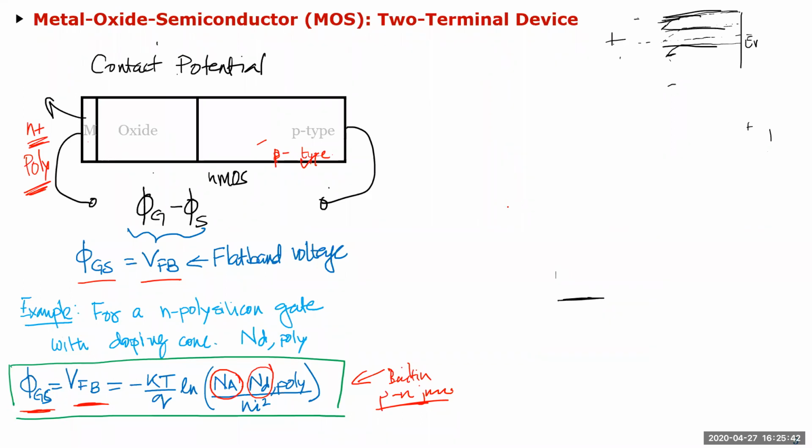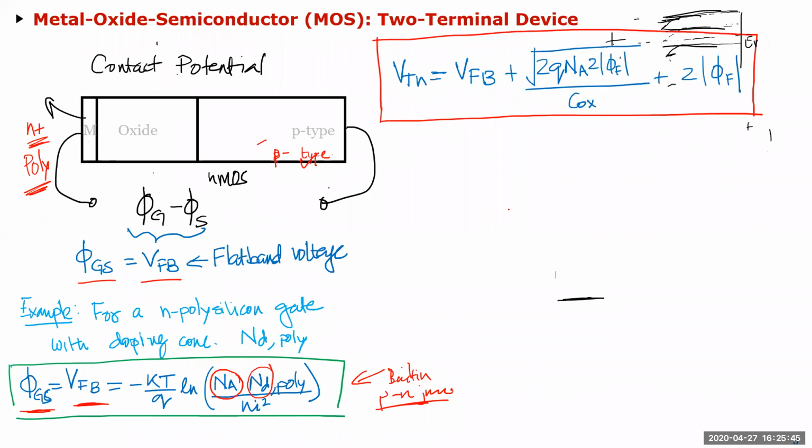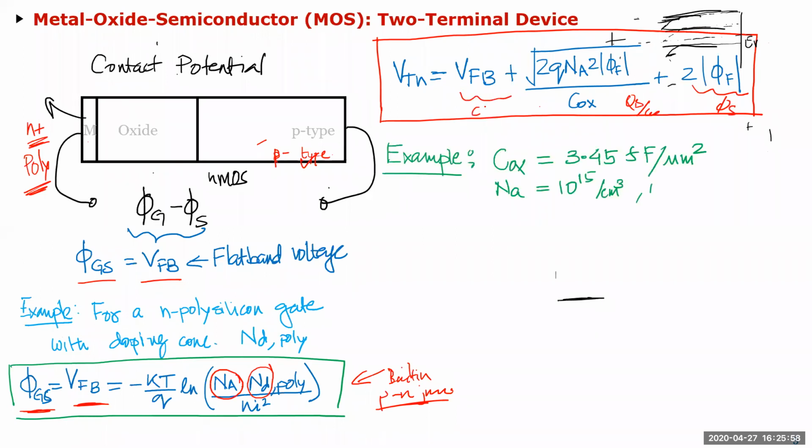Okay, so now if you take the VTN equation, previously you had this part, right, which was QB over Cox here, and this was obviously phi_s, the surface potential, but you have to add this phi_MS part of it. Okay, phi_MS over here. So I'm taking an example here. Let's say you had an oxide capacitance density of 3.45 femtofarads per micrometer squared, and the substrate was doped 10 to the power 15 dopants per centimeter cubed.